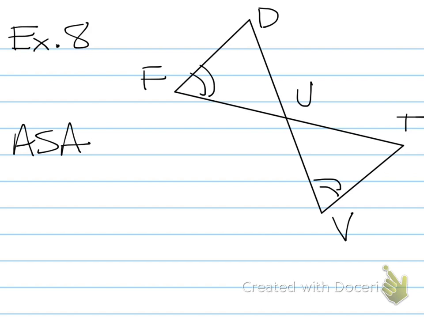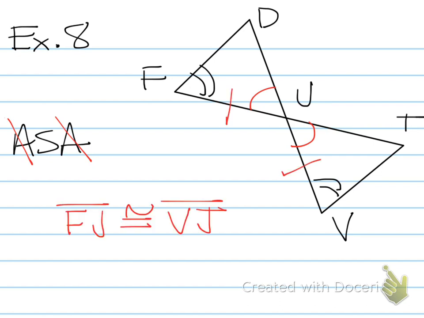And then here we want to go ahead and cross off one of those angles in ASA. And then the vertical angles are congruent, so we can mark off the other angle. And the additional part that we need to mark as congruent to state that these two triangles are congruent by ASA is the included side in both triangles, which would be FU and VU. I'm sorry, FJ and VJ.